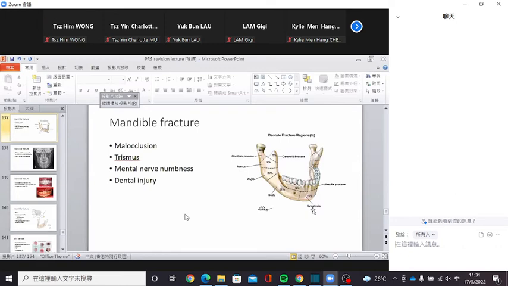So the last bit is the mandible fracture. There are different parts of the mandible, from midline being symphysis, moving lateral body, moving up as the angle and ramus, and then the condyle. So for mandible fracture, the patient may complain of malocclusion. There will be trismus. There could be mental nerve numbness if the fracture line crossed the mental nerve foramen, and there could be concomitant dental injury.